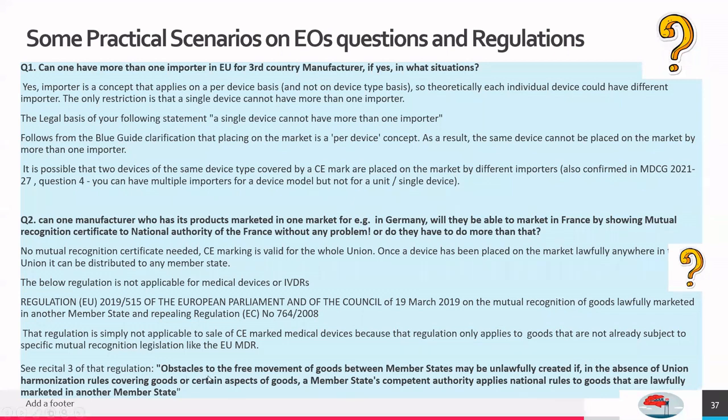Therefore, always before reading a guidance document or regulation, make sure whether it is applicable to what you are searching for. That regulation is applicable for all other products like fishery, but not for devices, because for devices we already have harmonized regulations. Okay, so that is the answer. No mutual recognition certificate is needed to market your product in any European Union country. You only have to follow the MDR and have CE marking.